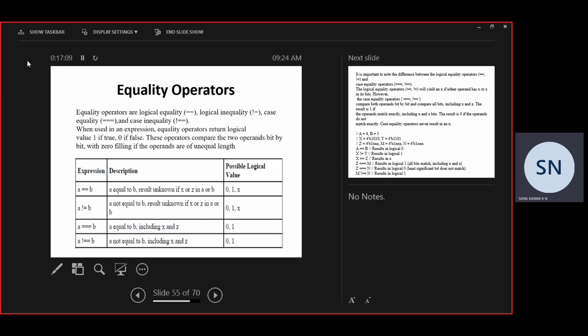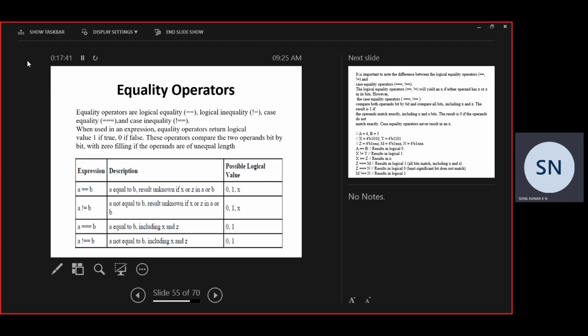But when you come to case equality and case not equal, all the bits should be the same. If all the bits are the same in every bit position, then only the output will be 1. Suppose a value is 101x and b value is also 101x, then all the bit positions of a and b are the same, so you will get the result as 1.